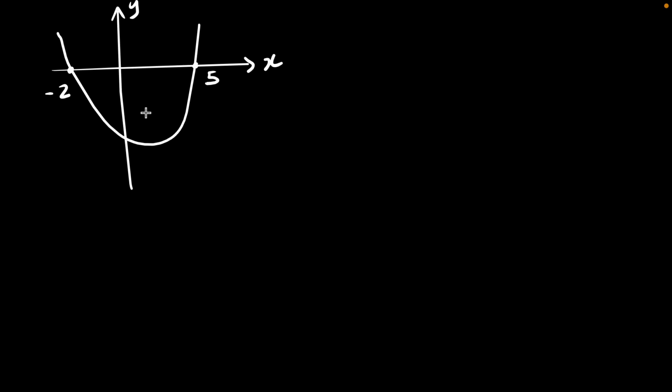This is my x-axis. And remember that the equation was x squared minus 3x minus 10. Our y-intercept here is negative 10. But we also know that between 5 and negative 2, we're going to have 5 units on the right side, 2 units on the left side. That's 7 units worth of space.